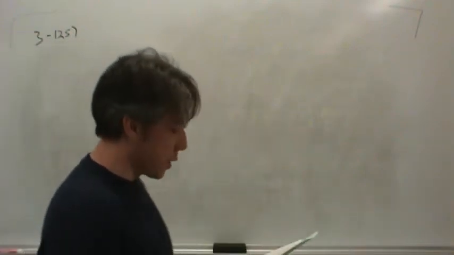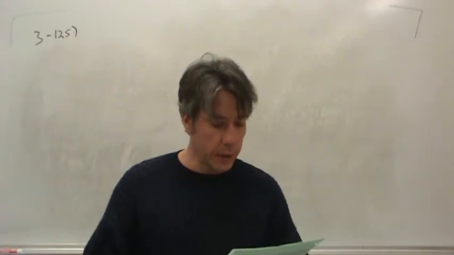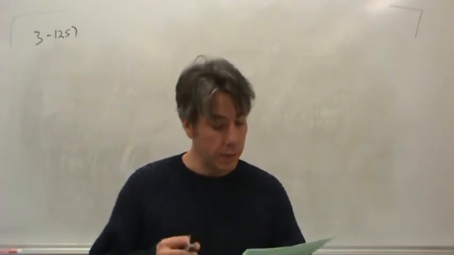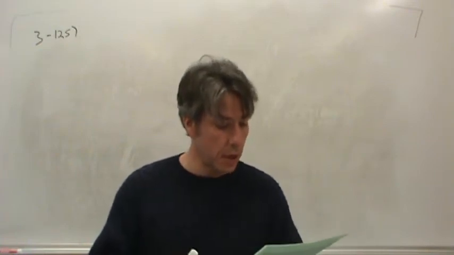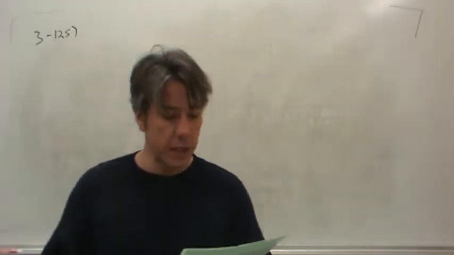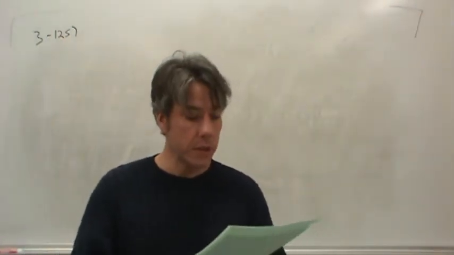This is problem 3-125. It's on page 145. A 0.2 liter glass of water at 20 degrees Celsius is to be cooled with ice to 5 degrees Celsius. Determine how much ice needs to be added to the water in grams if the ice is at A, 0 degrees Celsius, and B, negative 8 degrees Celsius.